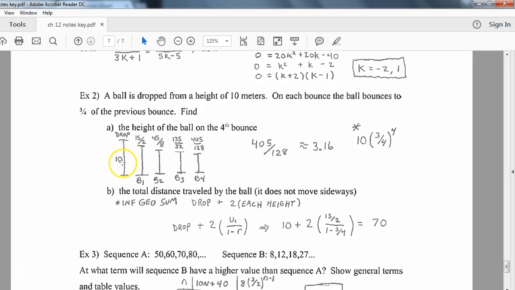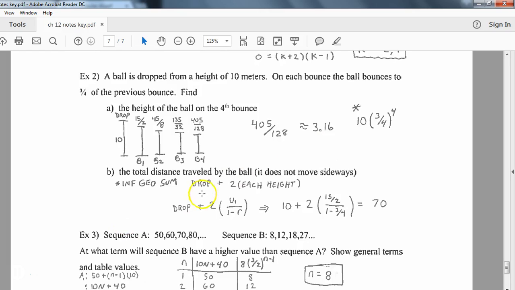Remember, the drop was the first term in the sequence, was 10. This was the second term in the sequence after the first bounce. After the second bounce, I got the third term in the sequence. And if I keep going on down the line, right here is the fifth term in the sequence, and that was created on the fourth bounce. And so I could use the formula and do this scenario right here as well.